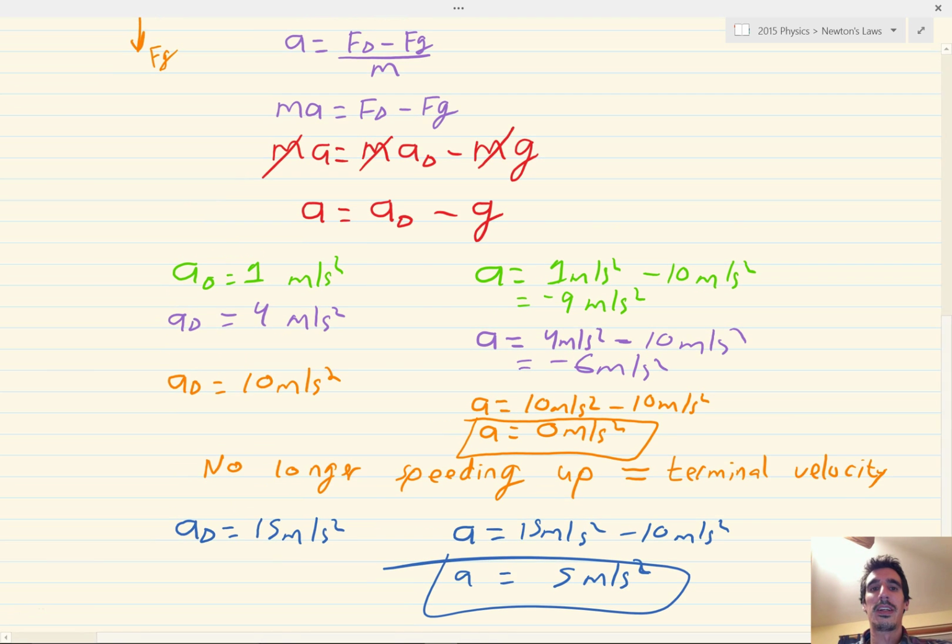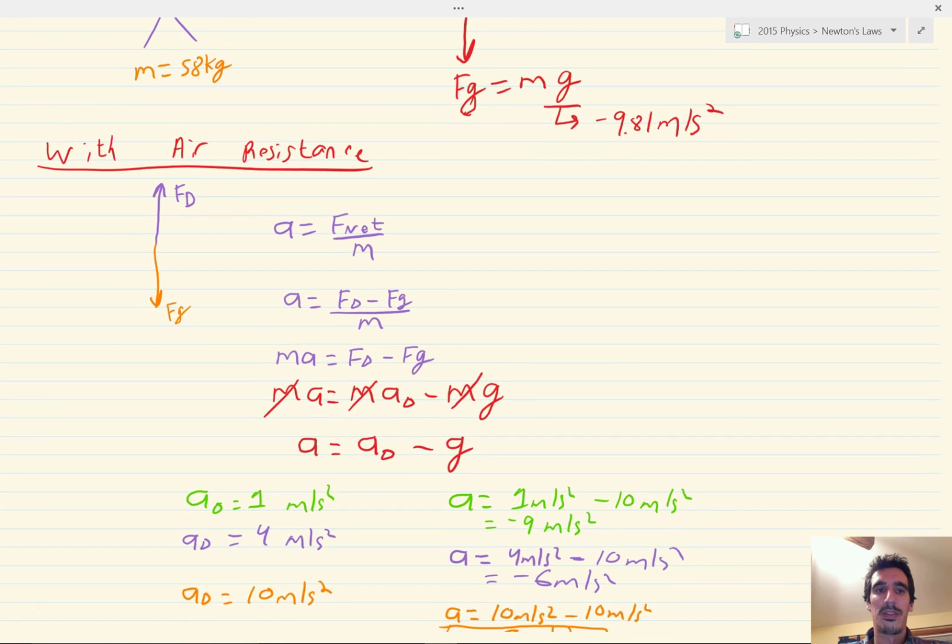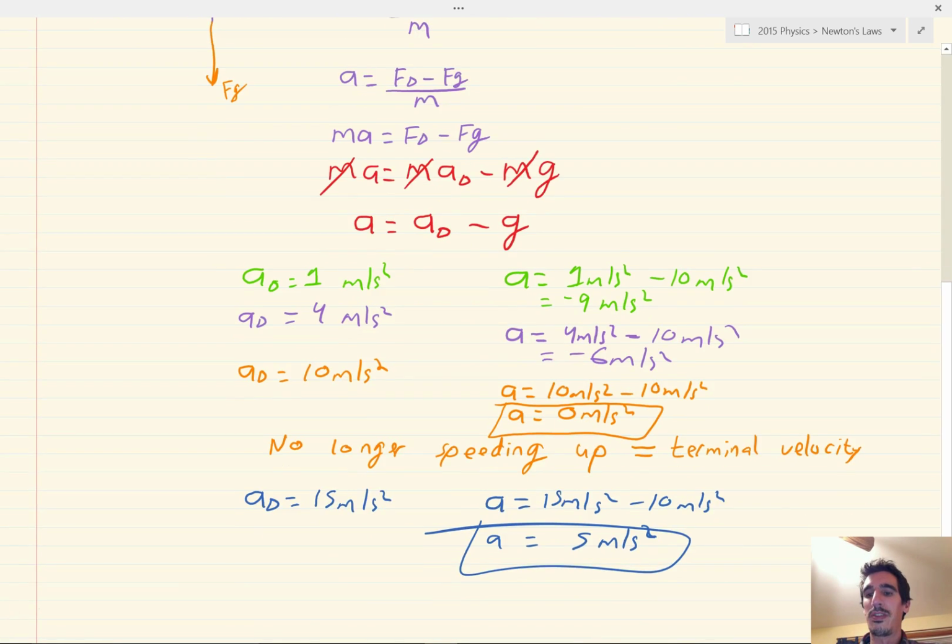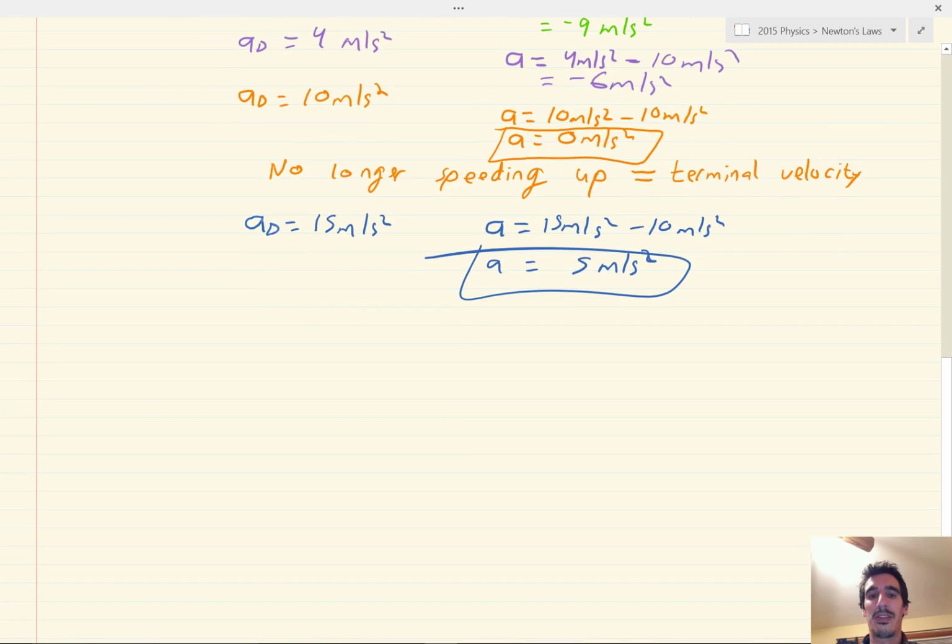So this is what it would look like if we have air resistance, but as you notice when we analyze physics problems, we neglect air resistance.